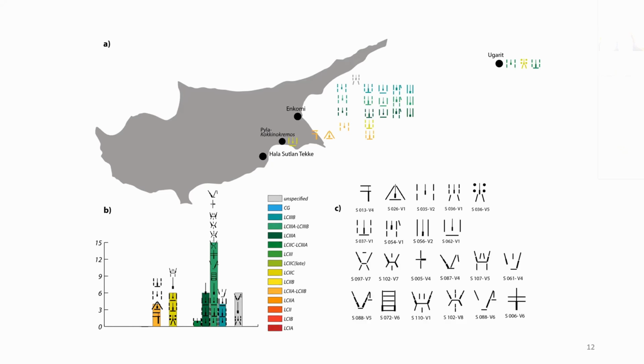And then the other group is associated only with clay balls. And as you can see, they're very much concentrated, obviously again on Enkomi, with one example from Hala Sultan Tekke on the word divider. And they're very much concentrated again towards the end of the Late Cypriot Bronze Age.